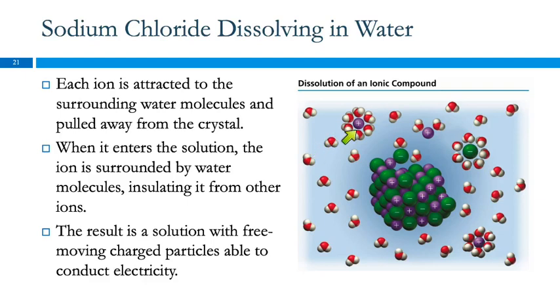So in this solution now, I have this positive ion that's surrounded by the water molecules, and that can float around. And these negative ions surrounded by water molecules, they can float around. They can move in the water. So I have charged particles that can move. This solution is able to conduct electricity. Electricity is a flow of electrons. And so in order for electricity to flow through a solution, there has to be something that can carry the charge. And here it's the ions.